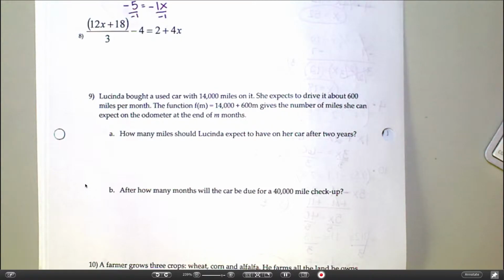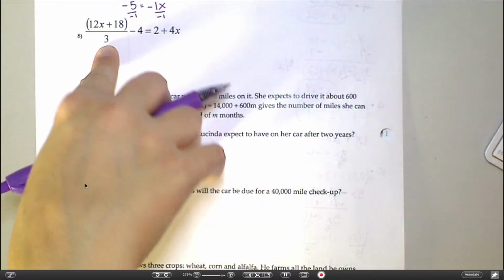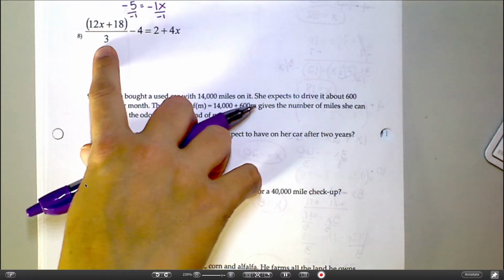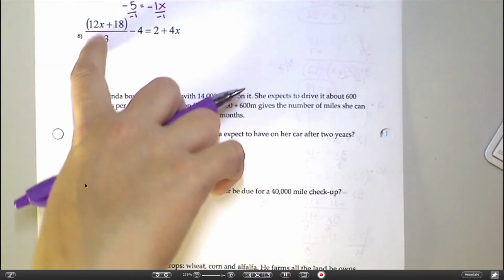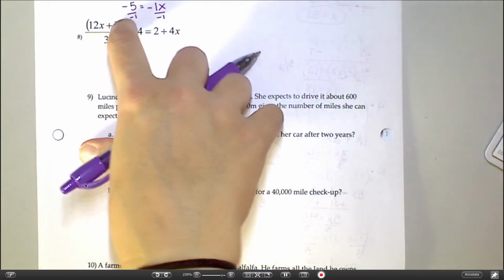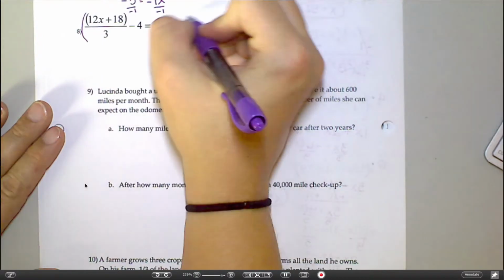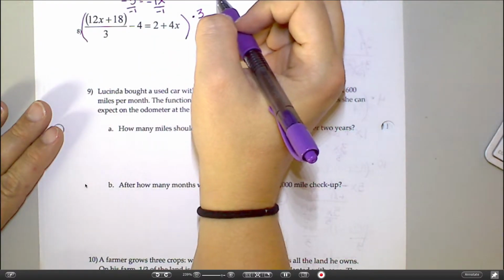Okay? So, the first thing I would do here is this looks scary to me. So I'm going to get rid of that first. What could I multiply by that would get rid of this whole mess? 3, right? Because this is blah, blah, blah divided by 3. So I'm going to multiply right off the bat everything by 3. And here's what's going to happen. Tyler, you with me? Yes.